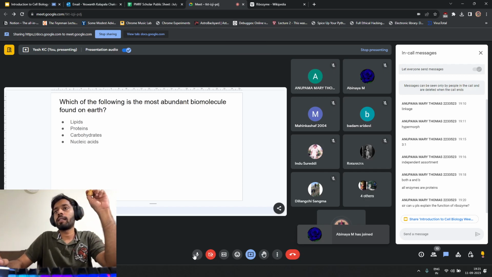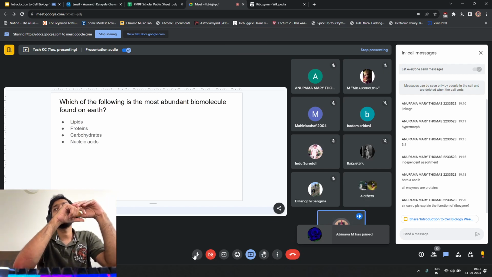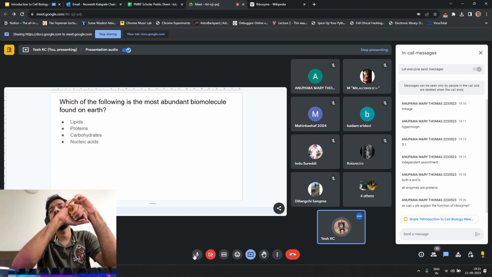So can you please explain the function of ribozyme? Yeah, so essentially ribozymes have several functions, but one of the main key functions is splicing of RNA and regulation of RNA. So RNA splicing, wherein the introns get chopped away and so on and so forth.